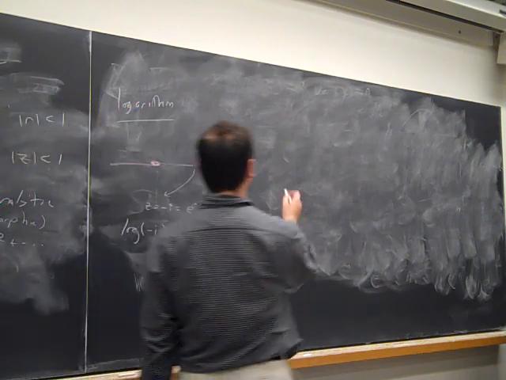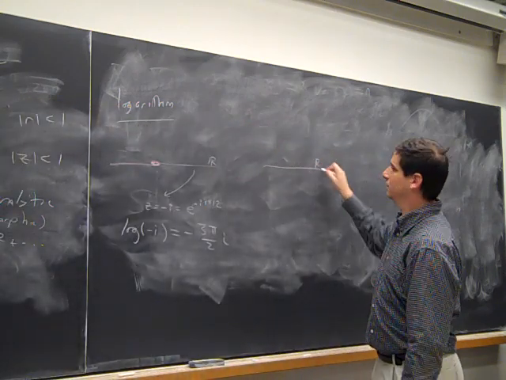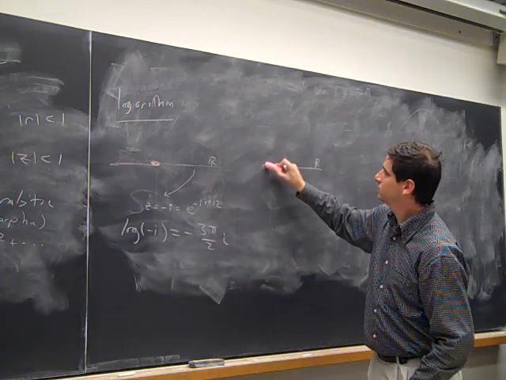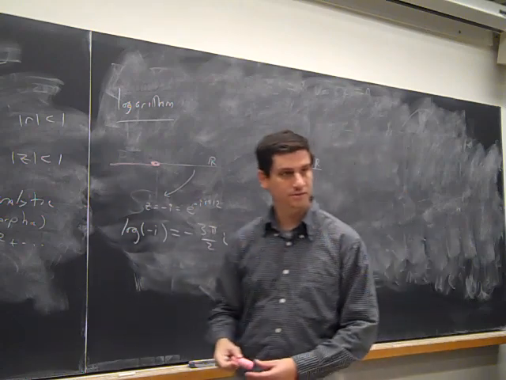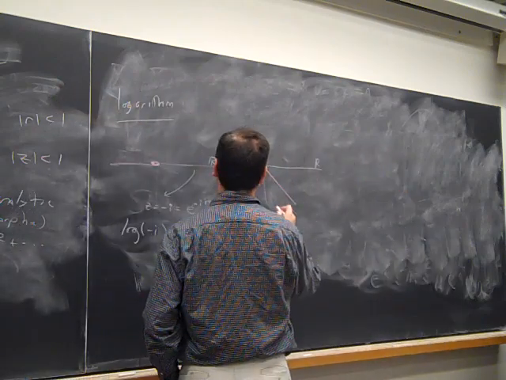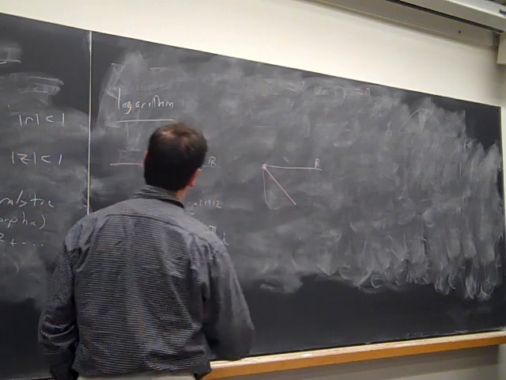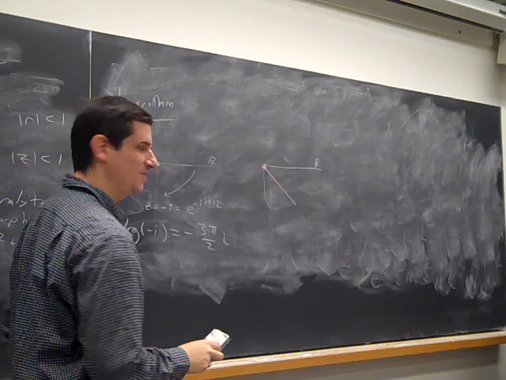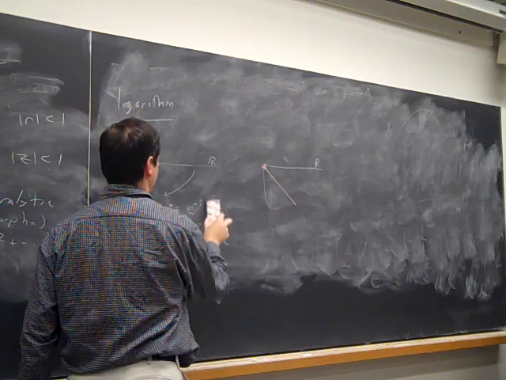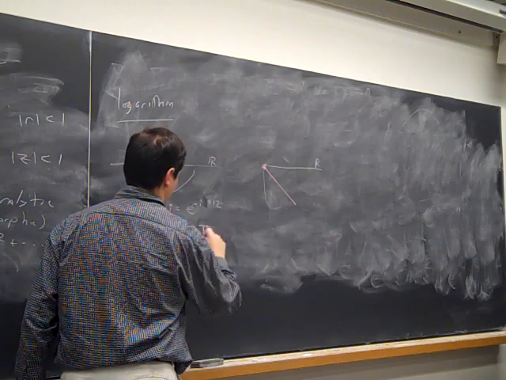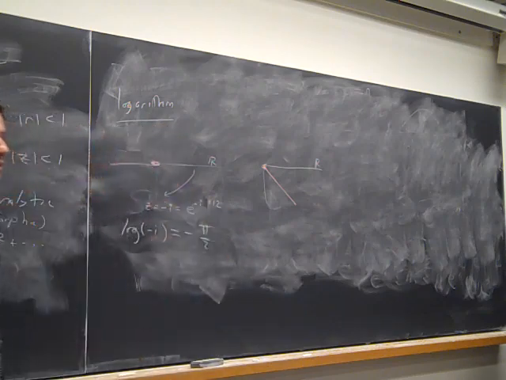But there's other ways we could have done it. I could have chosen that as my branch cut. And if I chose that as my branch cut, it's not, I'm sorry, it's not e to the negative i 3 pi over 2. What is it? e to the negative i pi over 2, because we're going down 90 degrees, or pi over 2 radians.